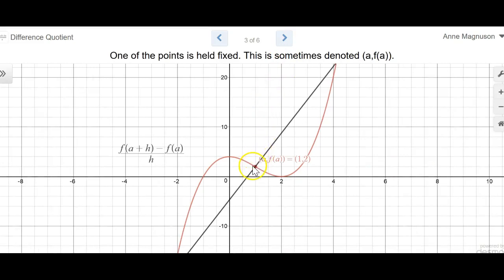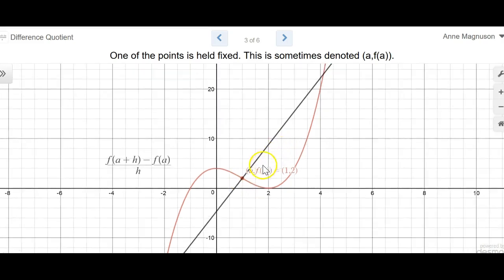So when we define the difference quotient and a secant line, we hold one of the points on the secant line fixed. And this is sometimes denoted a, f of a, or x, f of x. One of the points is fixed. So that's what a is in this difference quotient formula, that fixed x value.